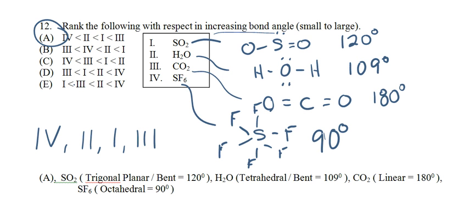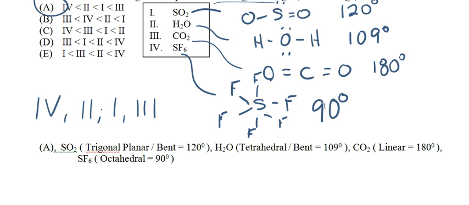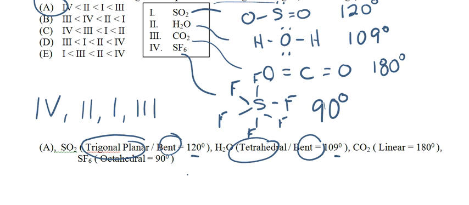Okay. And then I gave those angles. And make sure that you know what these shapes are. The bent. Notice that the bents don't always equal the same angle because, again, trigonal planar and tetrahedral. The linear is 180 always, well, unless it's a trigonal bipyramidal shape, and then you have 120 and 90. So be careful with that. Octahedral, 90.